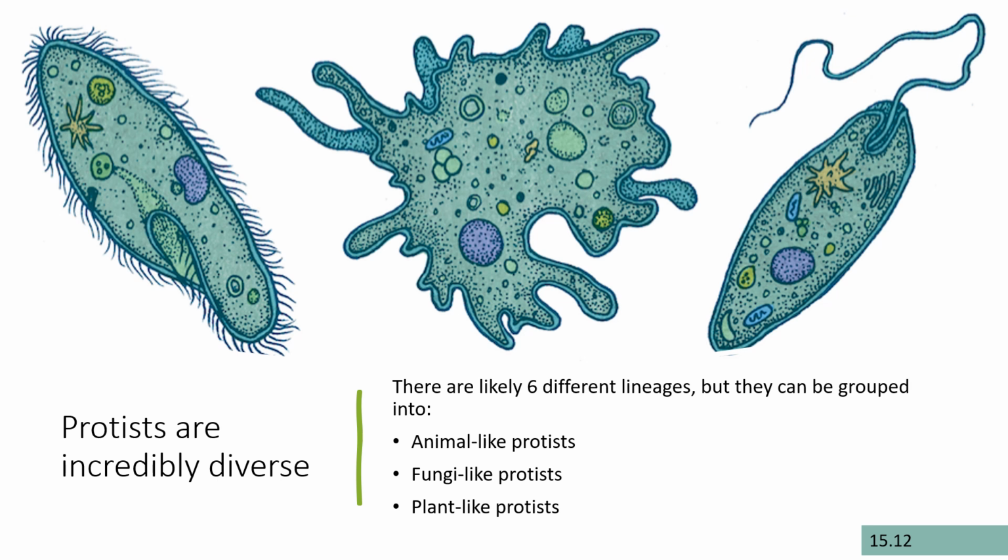We mentioned that protists are extremely diverse, and scientists are still debating how to organize them and how many kingdoms of protists there even are. But in general, they can be lumped into three basic groups: the animal-like protists, the fungi-like protists, and the plant-like protists.